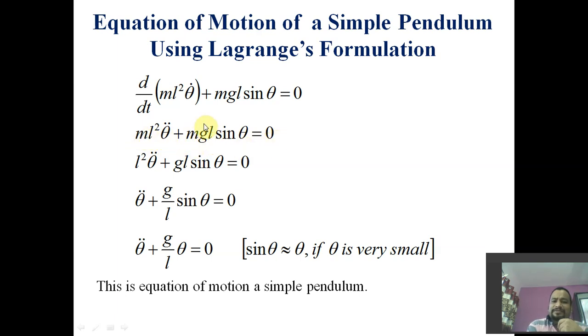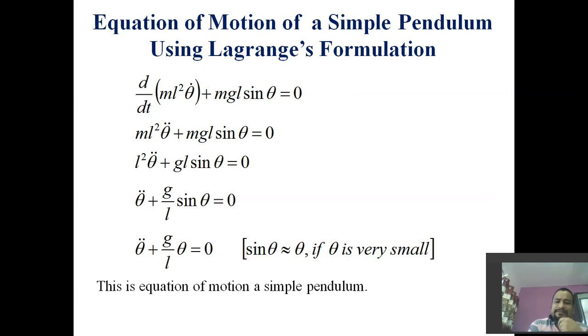By cancelling m on both sides, we get l² θ̈ plus gl sin θ equal to 0. Again, by dividing by l on both sides, we will get θ̈ plus g/l sin θ equal to 0. And if theta is very small, we can take sin θ equal to θ, and therefore θ̈ plus g/l θ equal to 0. This is the equation of motion for the simple pendulum.